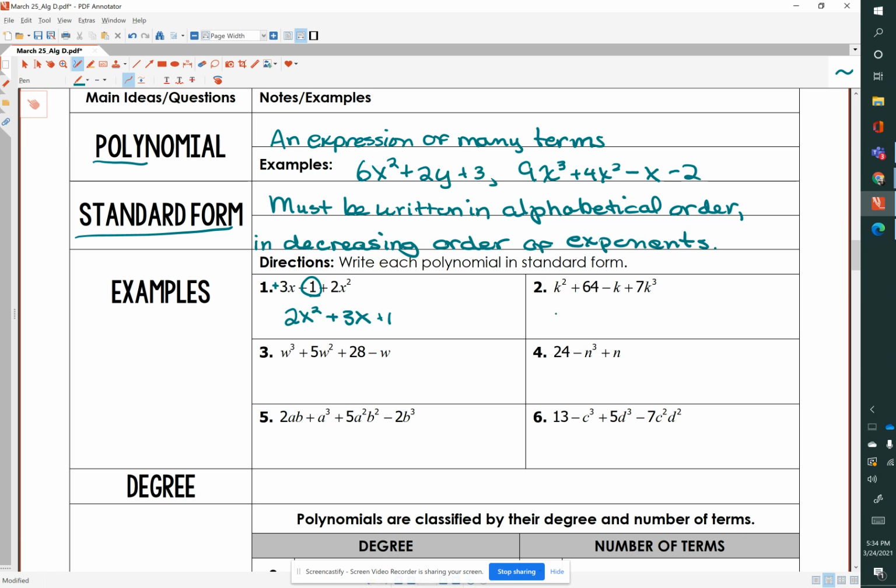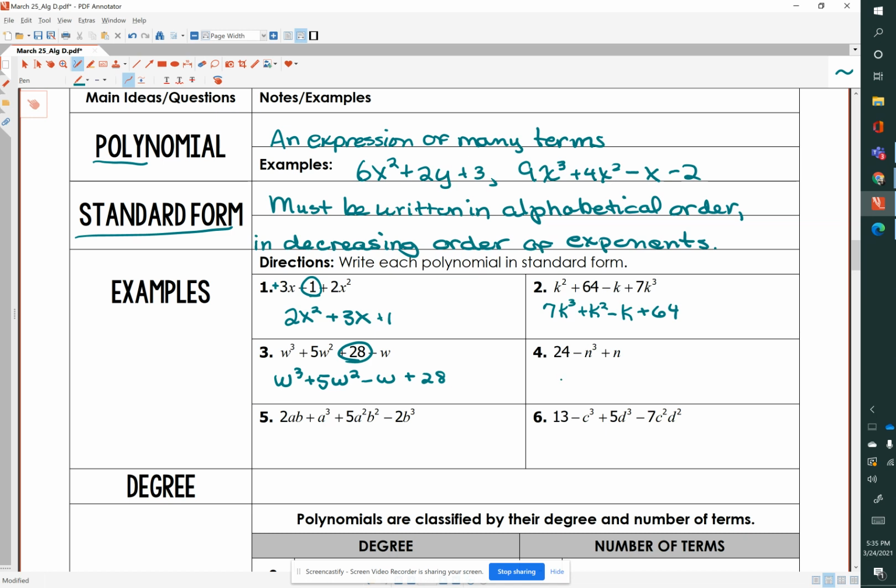So for number 2, I would start out with a positive 7k to the third power, and you can omit the positive sign. That can become an invisible positive sign, plus k to the second power, minus k plus 64. For number 3, I would start with w to the third power, plus 5w to the second power, minus w plus 28. We always put the constant last.